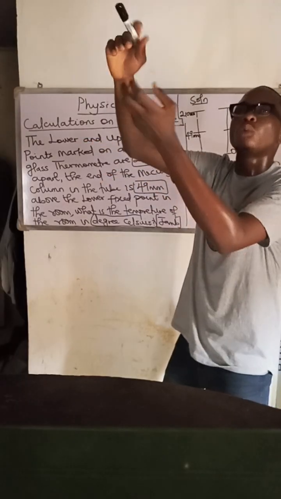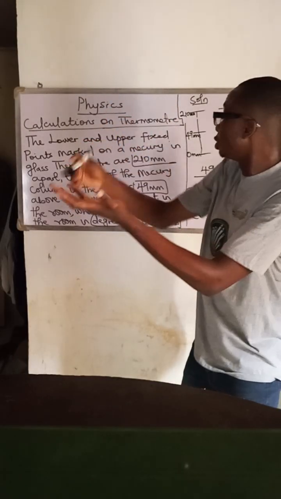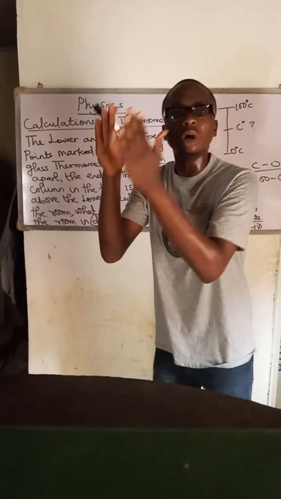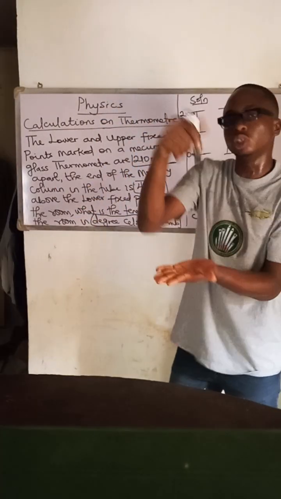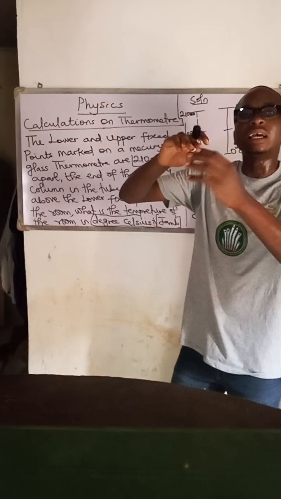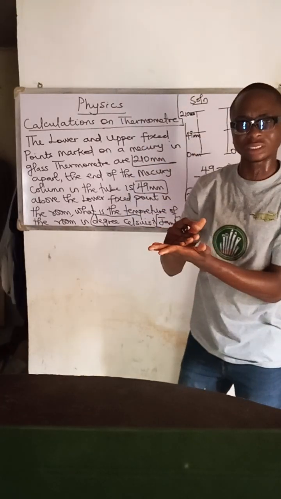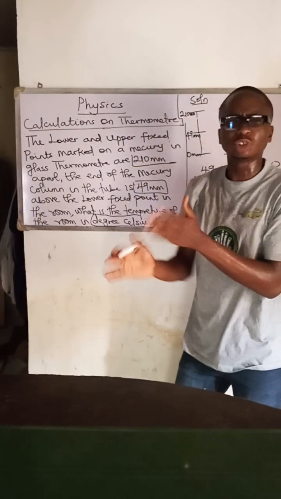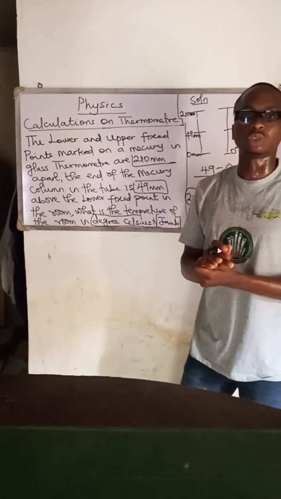And you need to also understand what we call the lower fixed point. There's the lower fixed point. I told you it is always 0 millimeter or 0 centimeter, depending on the question. Now you'll be given the point above the lower fixed point, and you'll also be given the upper fixed point. So you know where to place it on the scale. It is not difficult. I'm also going to solve more practice questions on this.